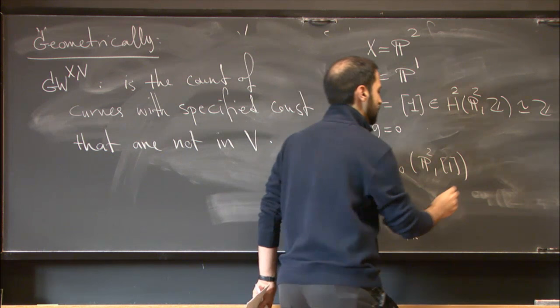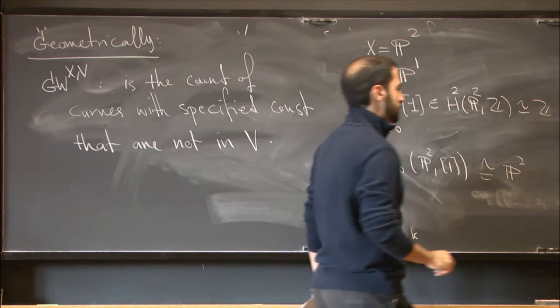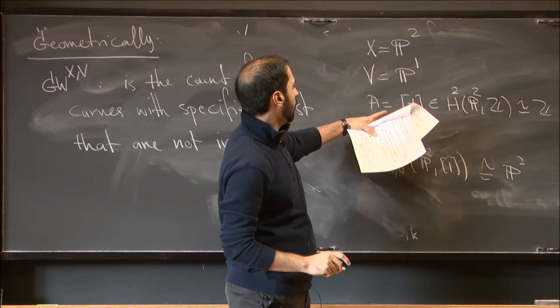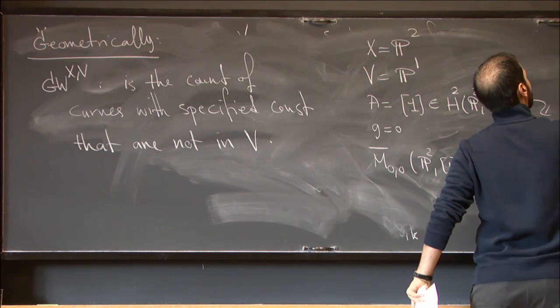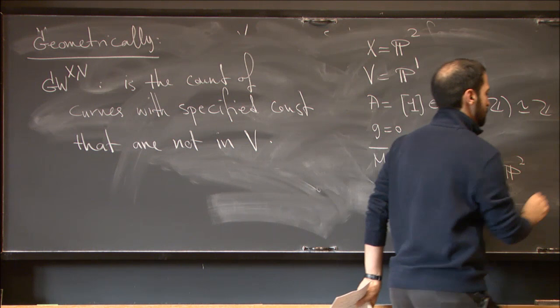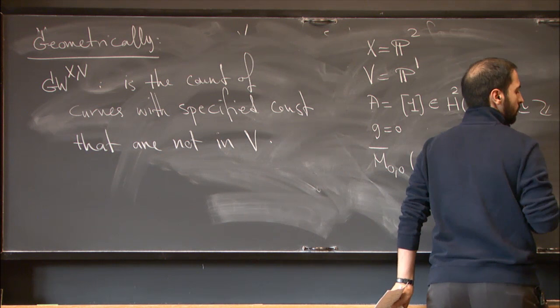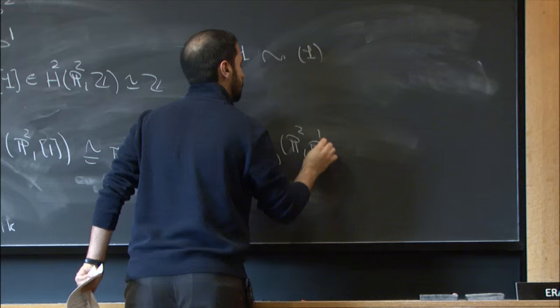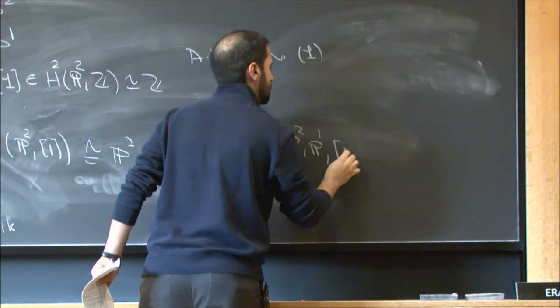Now, if you consider the moduli space of relative maps, in this case, a line will intersect the divisor, which is also a line. So A dot V would be equal to 1, so the only partition is just 1. In this case, the relative moduli space would be genus 0, again no marked points, contact vector 1, P2, P1, and homology class of degree 1.